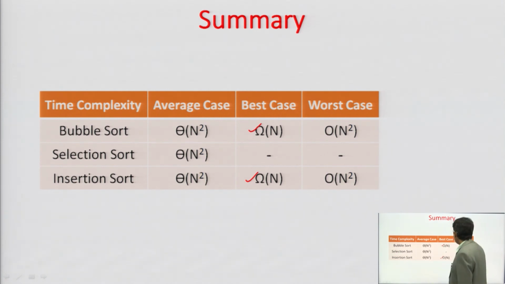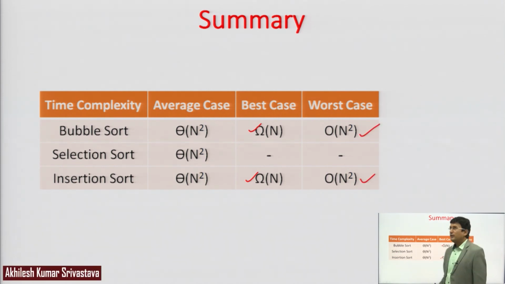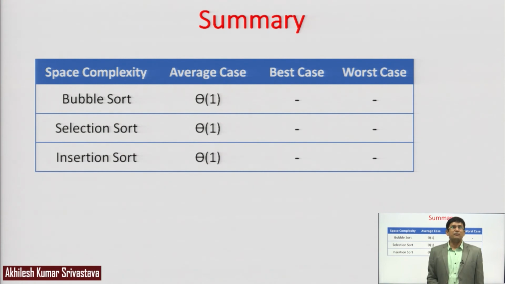The worst case of these algorithms is big O of n square. Space remains the same for all these algorithms, means bubble, selection and insertion sorts, they are theta 1.